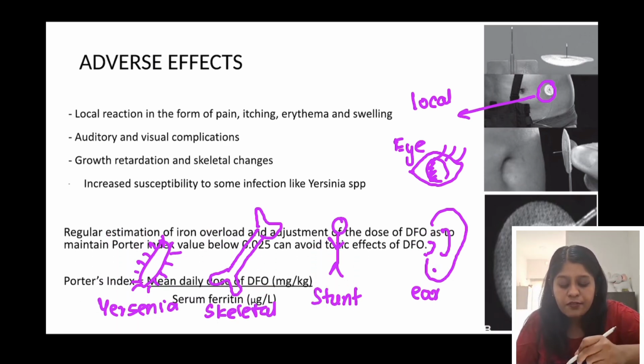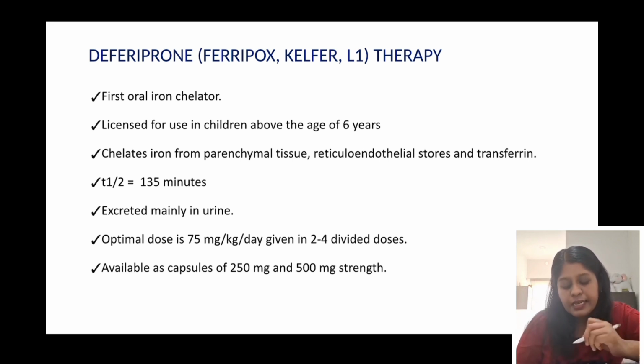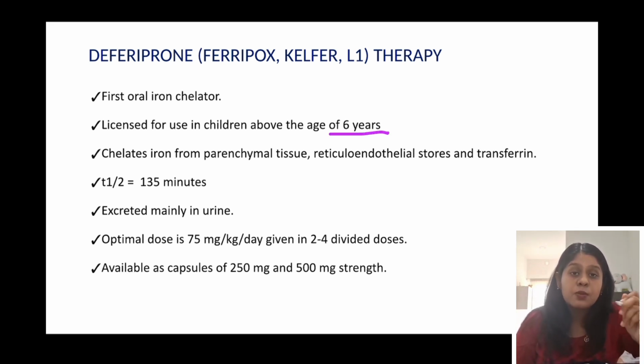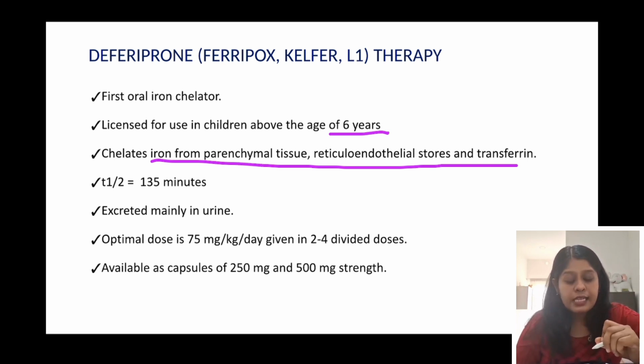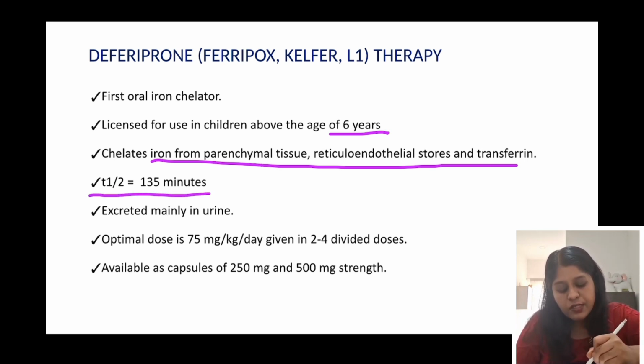Next is deferiprone. Deferiprone is the first oral iron chelator for children more than 6 years. We said that if the child is more than 2 years itself, there are chances that the child will become iron overloaded, whereas deferiprone can be used only for more than 6 years. It chelates iron from parenchymal tissues and the reticuloendothelial stores, and its half-life is 135 minutes. It's excreted in urine, and it is available as capsules.